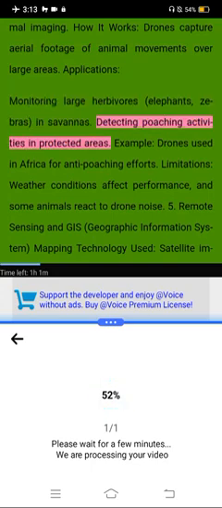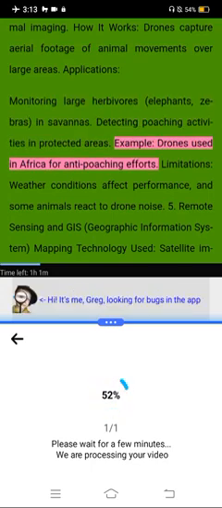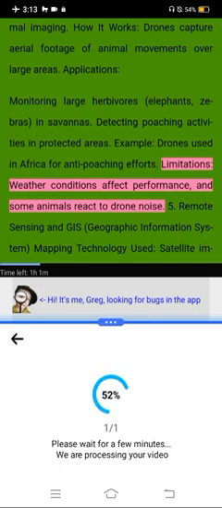Detecting poaching activities in protected areas. Example, drones used in Africa for anti-poaching efforts. Limitations: weather conditions affect performance, and some animals react to drone noise.